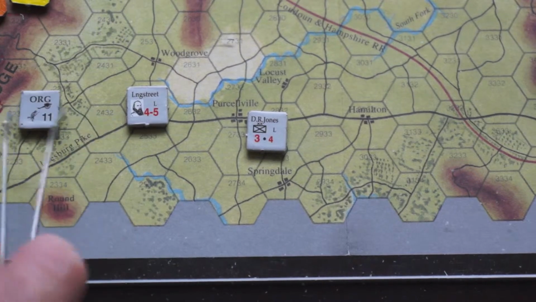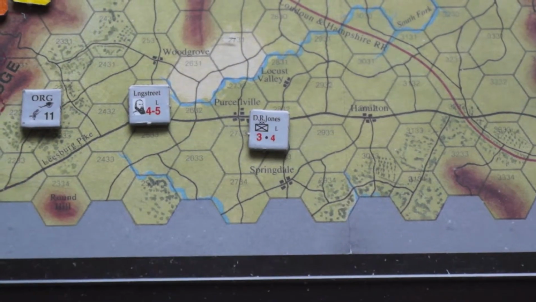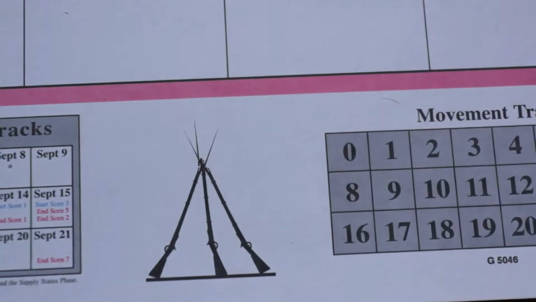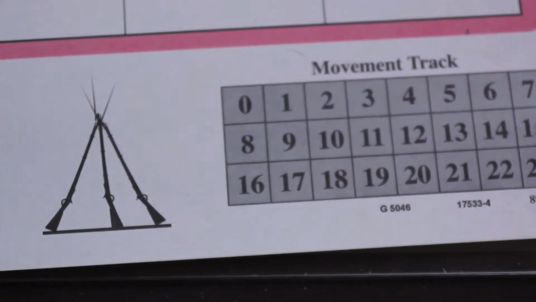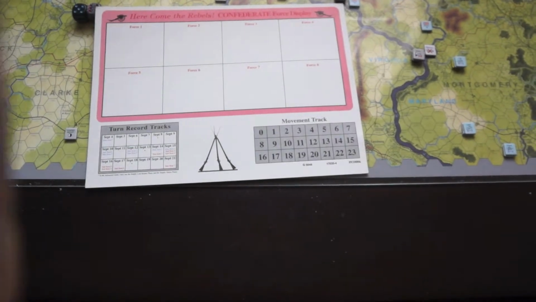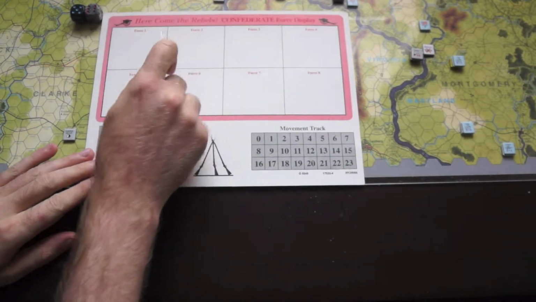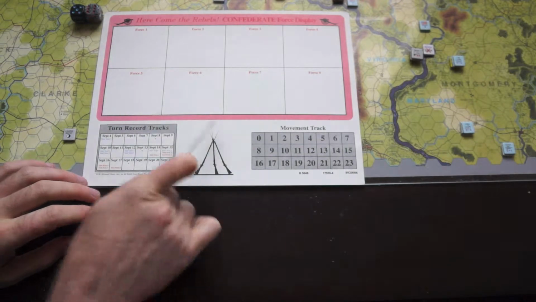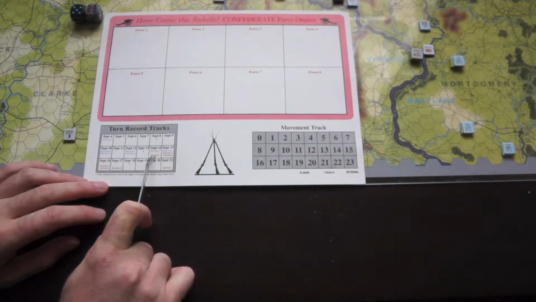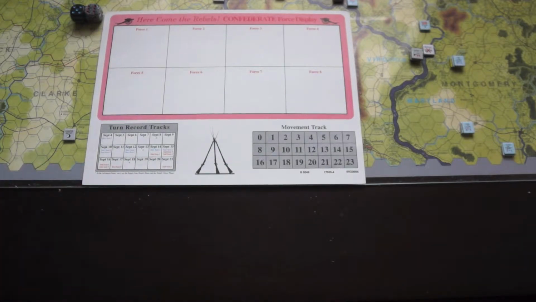Now the game comes with a table here. This is the Confederate force display, which at the bottom has the turn record track and the movement track.